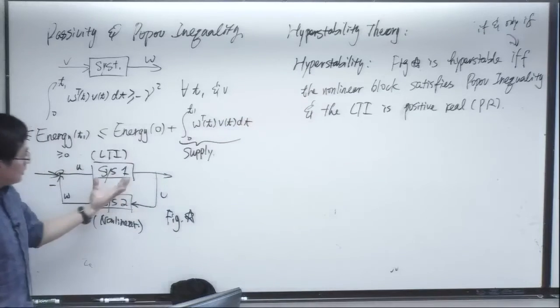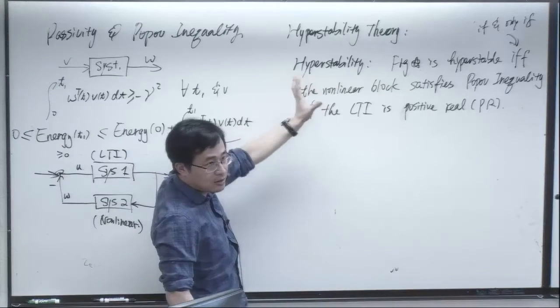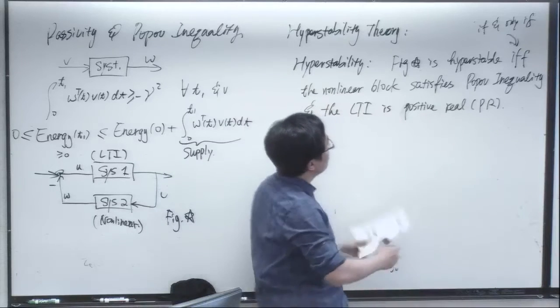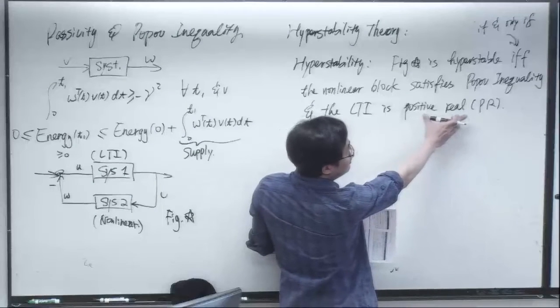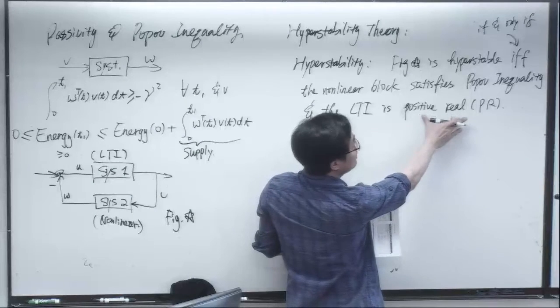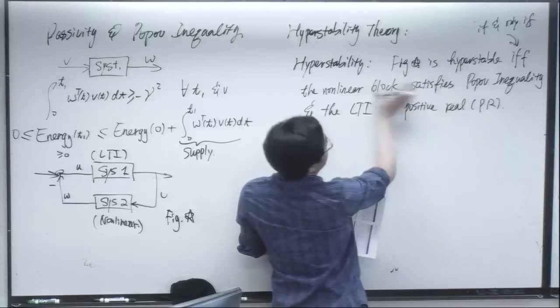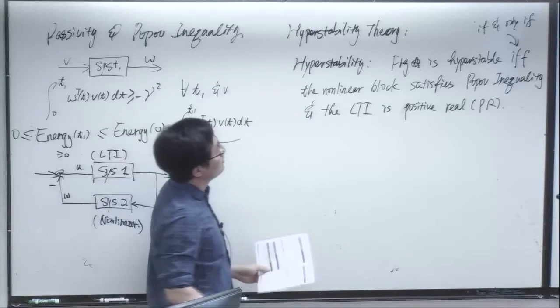This is the user's version to obtain hyperstability. What we talked about here is the passivity concept. And if you are going to put the concept into practice, then these are the things to check. You're going to check the LTI is positive real. The detailed definition of positive real I will provide in a minute. And then you're going to verify the bottom part, the nonlinear part, is satisfying the Popov inequality.